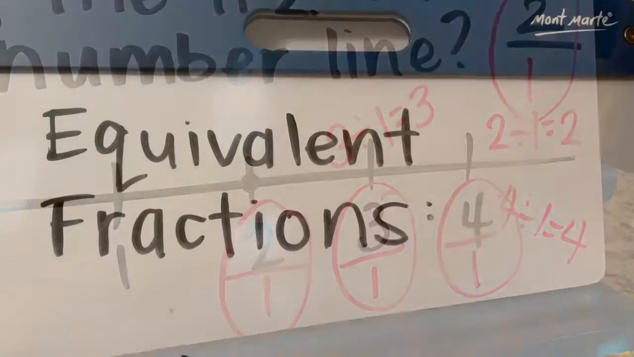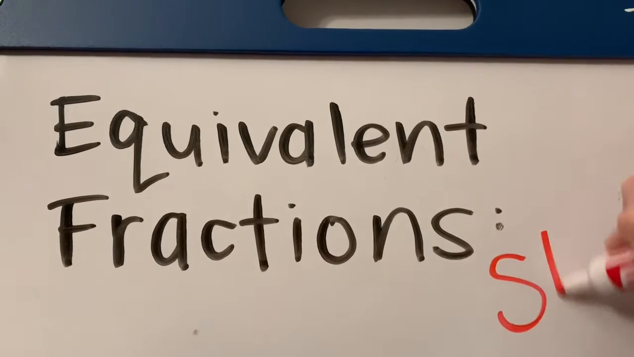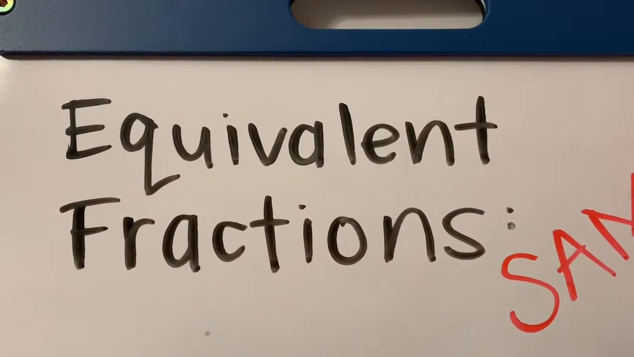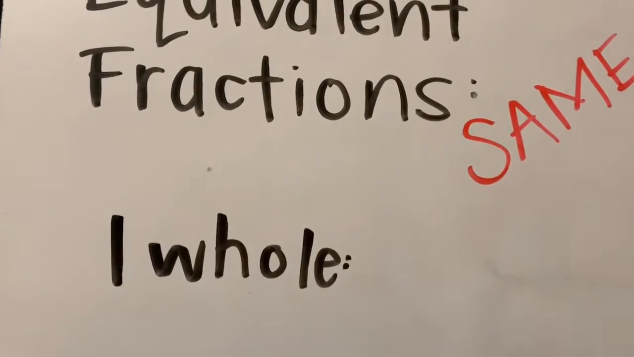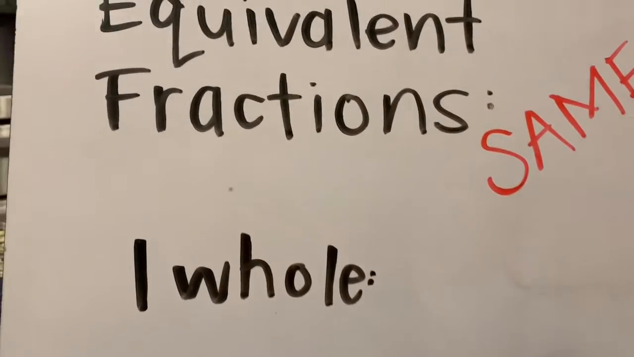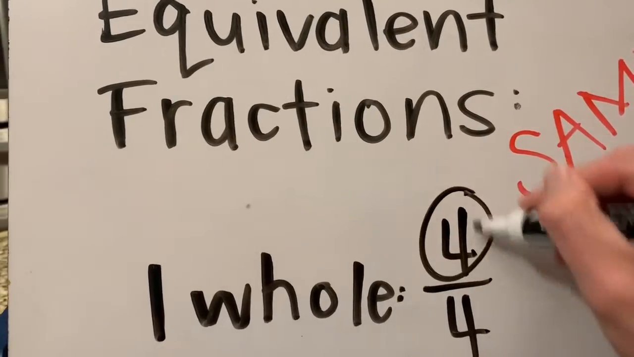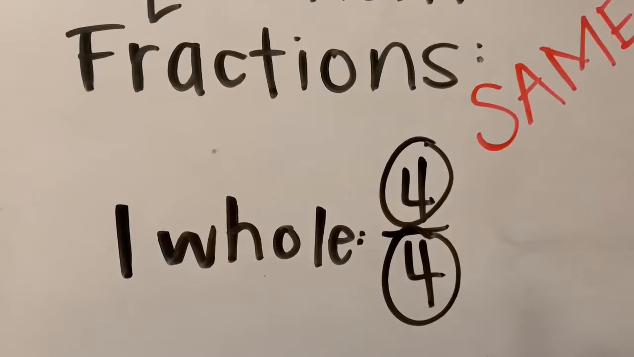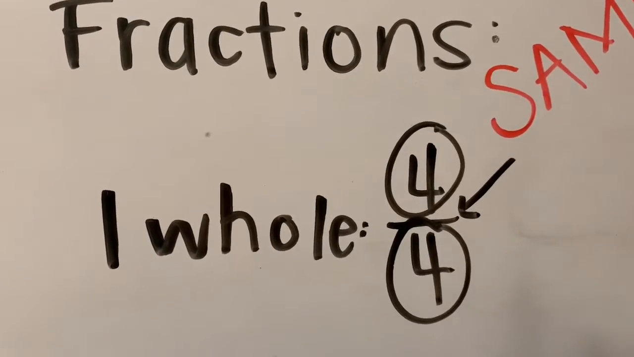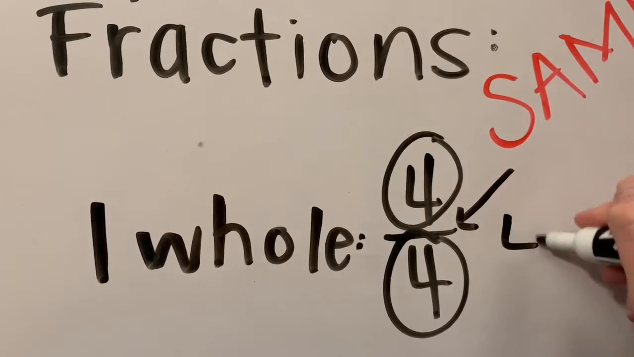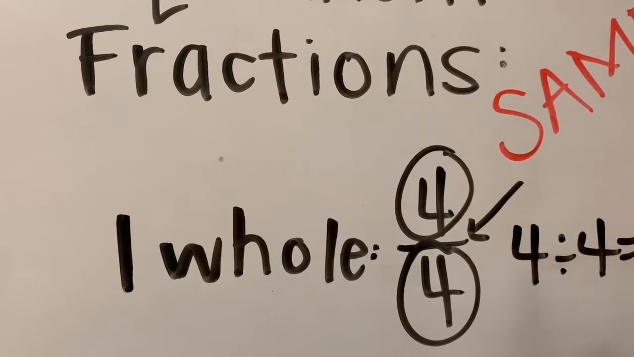Equivalent fractions are fractions that represent the same amount of space. So equivalent basically means the same. So what if I wanted to find an equivalent fraction for 1 whole? Remember that when I have a fraction where the number on the top is the same as the number on the bottom, it is equal to 1 whole. I could always check this by using this line right here as a division symbol. So I would say 4 divided by 4 is equal to 1.